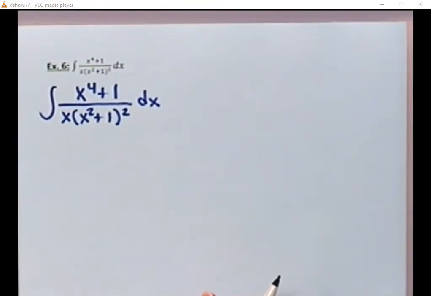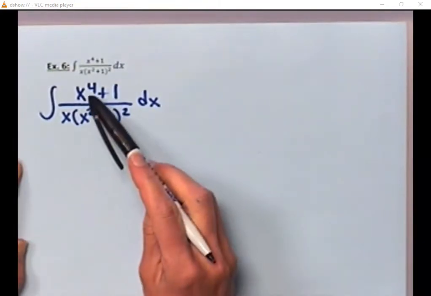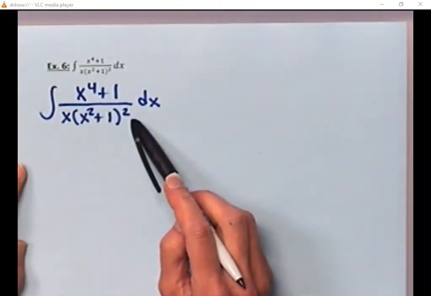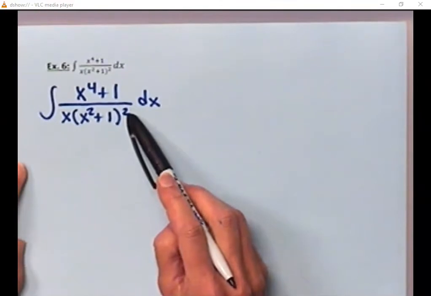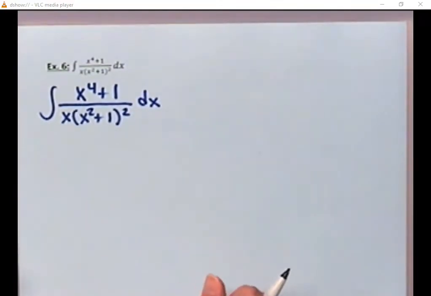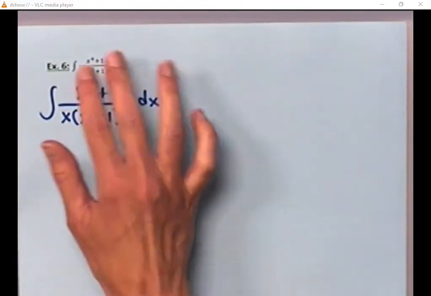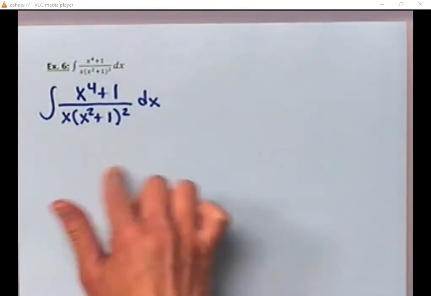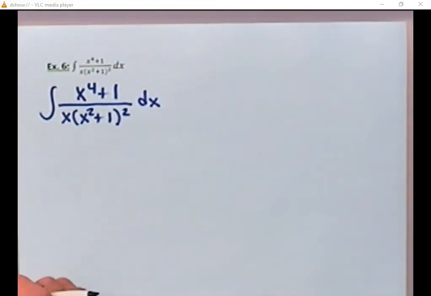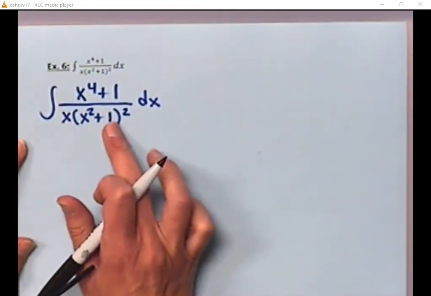Okay, so is this an improper fraction? No. Degree on top is 4. What is it on the bottom? 5, because this is squared is x to the 4th. Extra x will make x to the 5th, so it's not improper. So I can't divide it out, but I see that I'm going to have to break it down if I have any hope of integrating this, because as it is it's pretty complicated. So it's already been factored for me, which is nice.